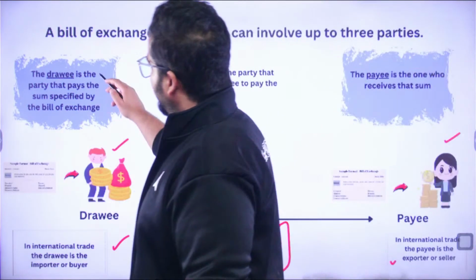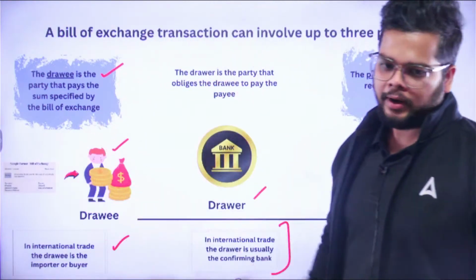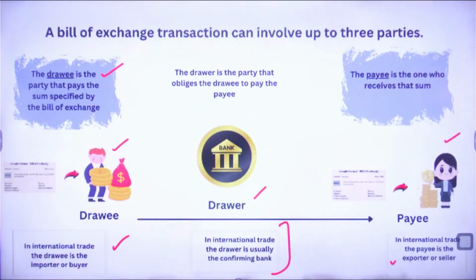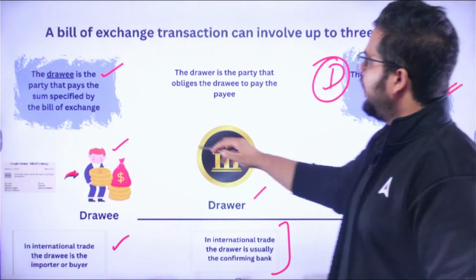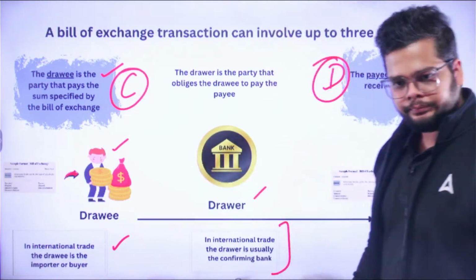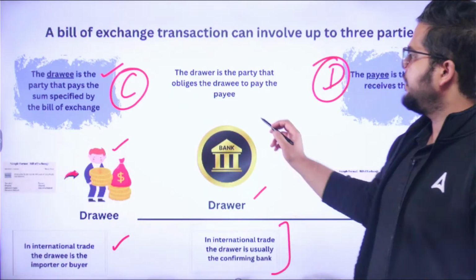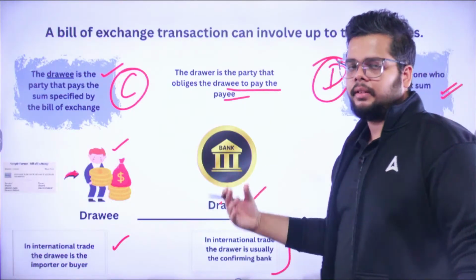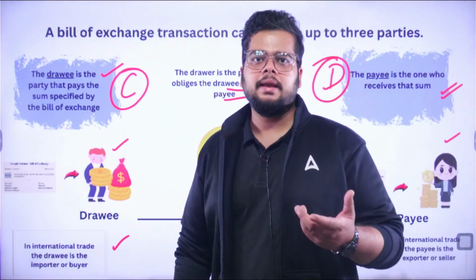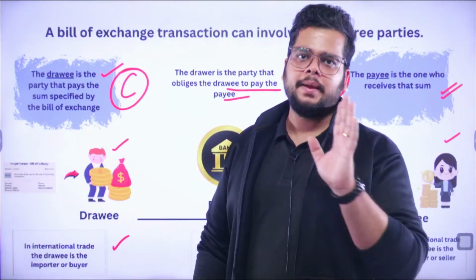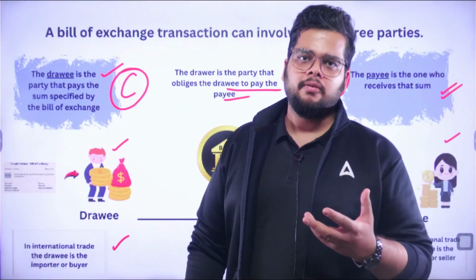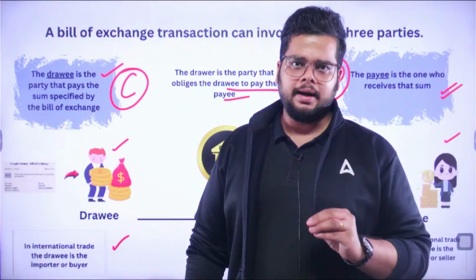So the drawee is the party that pays the sum, fine. They are paying this sum specified in the bill of exchange. The payee is the one who receives the sum. So that is the debtor. Here this is the creditor. The drawer is the party that obliges the drawee to pay the payee. Basically, the financial institution which is intermediary between the drawee and the payee will be very essential in order to ascertain this transaction for international trade.